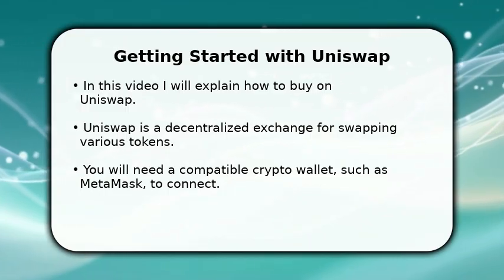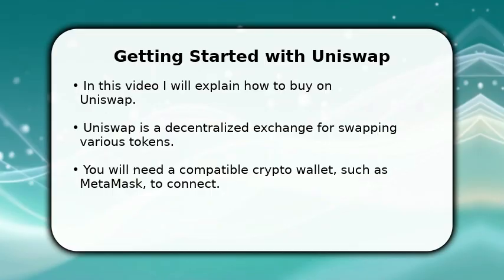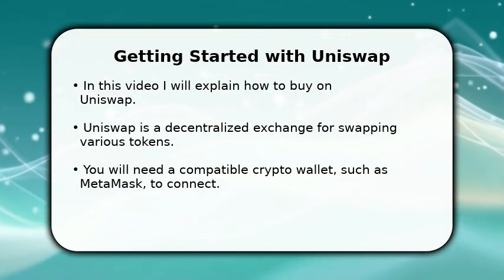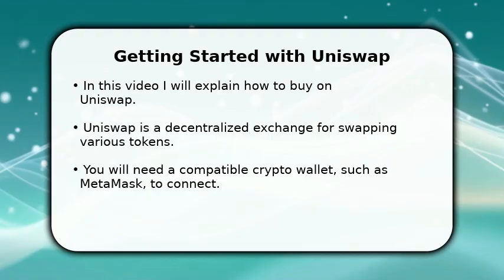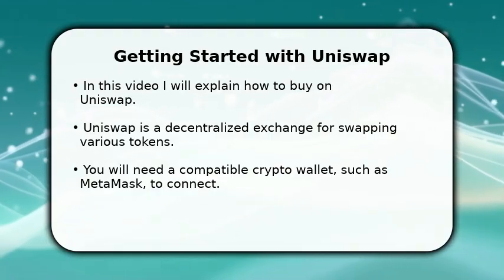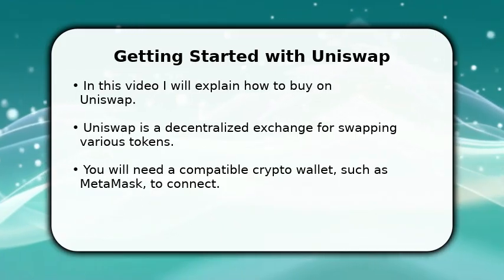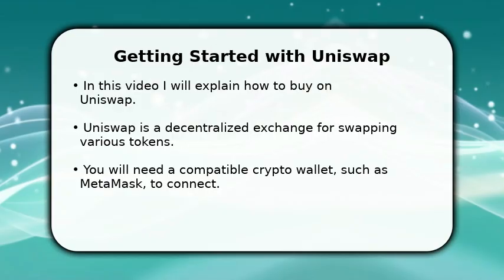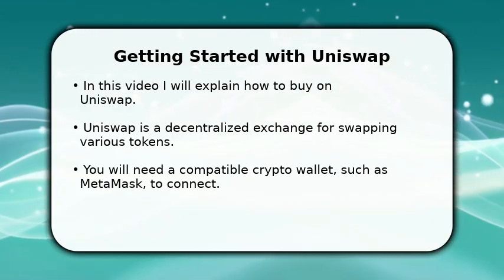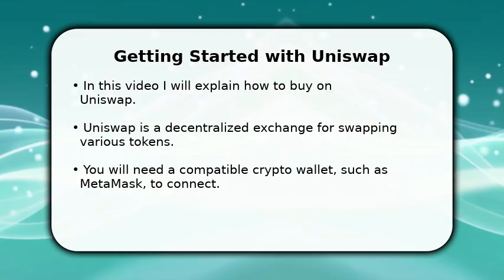Welcome to this guide on buying tokens using Uniswap. It's a leading decentralized exchange where you can easily swap many different cryptocurrencies. To begin, you'll need a crypto wallet like MetaMask, which acts as your secure gateway. Most importantly, make sure your wallet holds enough Ethereum, as this is essential for paying the network's transaction fees.